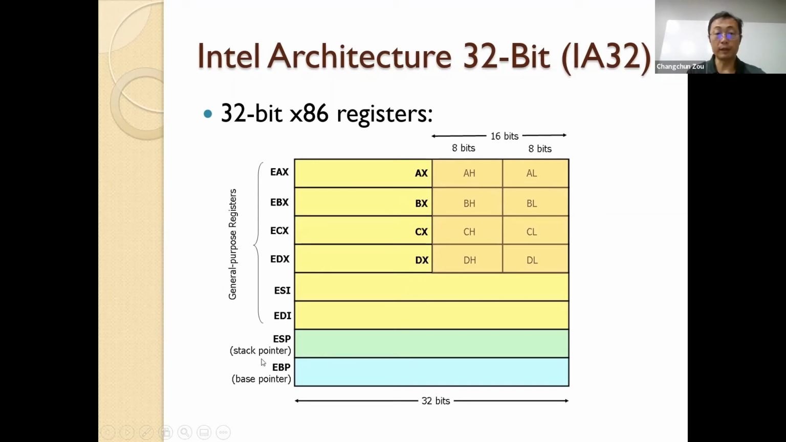ESP is called the stack pointer. EBP is the base pointer. ESP is used by the stack, so normally you should not do anything to this register. This register is used by the operating system to do stack operations. EBP is used by the operating system to do function call operations. For a function call, EBP will save where this function call starts and where it ends, those kinds of information.